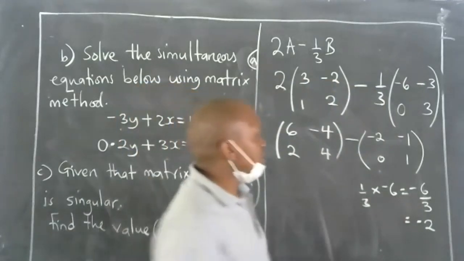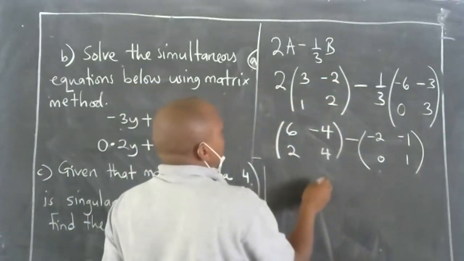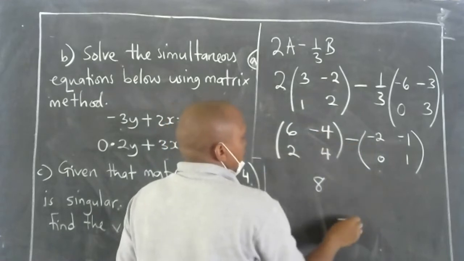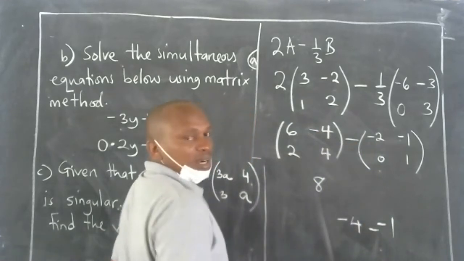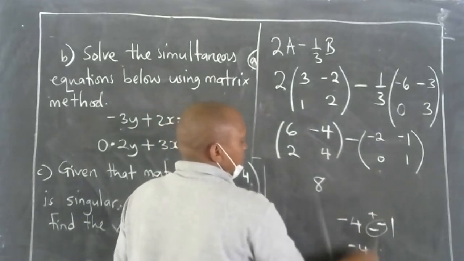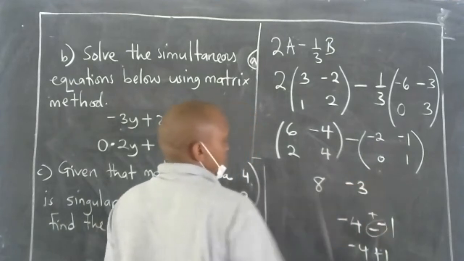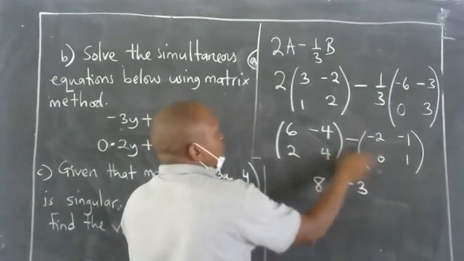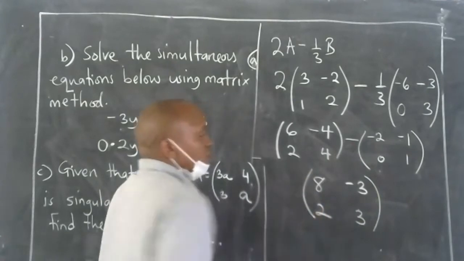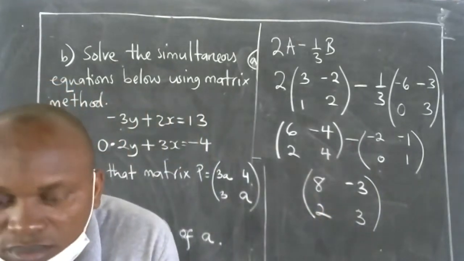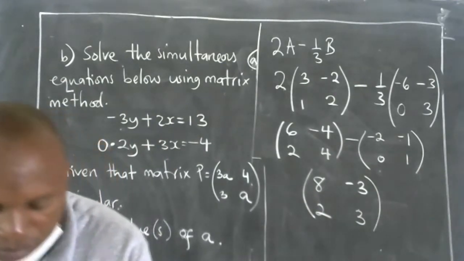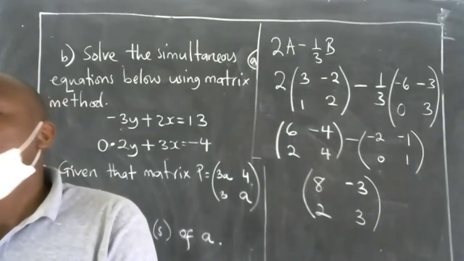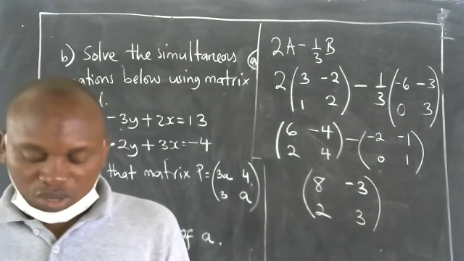Then when you subtract, what do you get? When you subtract, you end up with 6 minus negative 2, which is 8. Negative 4 minus negative 1: this is a plus, negative 4 plus 1 is negative 3. Then the lower part, 2 minus 0 is 2. 4 minus 1 is 3. Did you first get that matrix? That is not the final answer, remember. It is just the matrix. Do you have that, Mai?